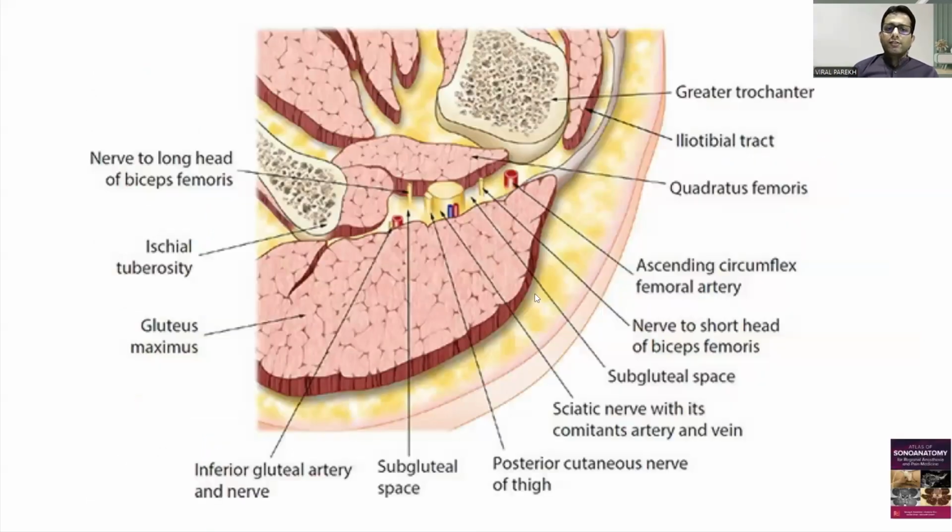This is a cut section of the thigh at the level of the greater trochanter and the ischial tuberosity. And as I mentioned, the sciatic nerve lies between the gluteus maximus and the quadratus femoris, and it acts as a hammock or a sling between the greater trochanter and the ischial tuberosity.